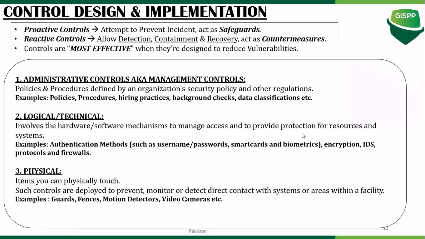Now controls can be classified into two basic categories. The first one being the proactive controls, which are designed to prevent an incident, and they are considered as safeguards. And there can be reactive controls too, which help you in detection, in containment, and in recovery. And these are considered countermeasures.